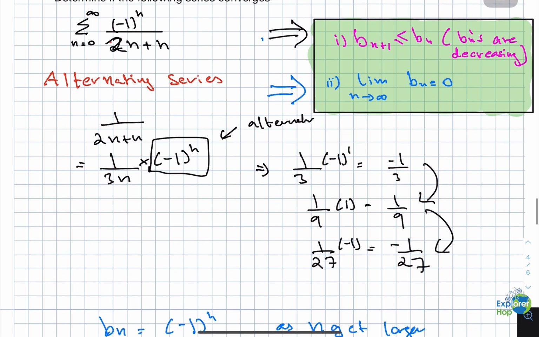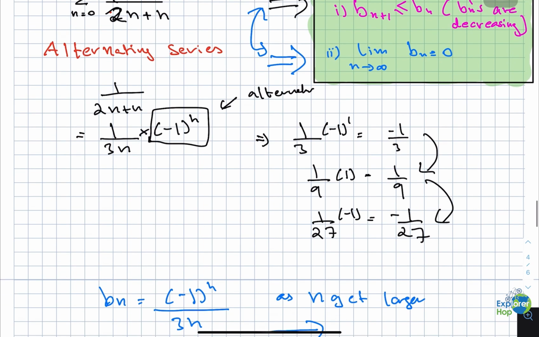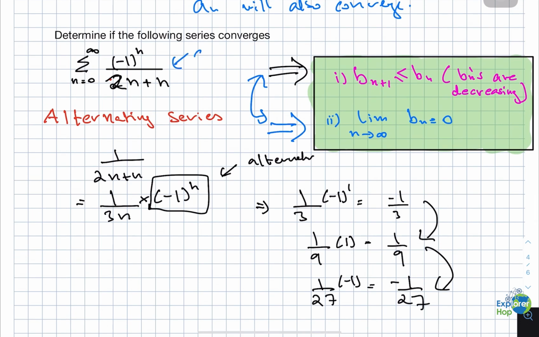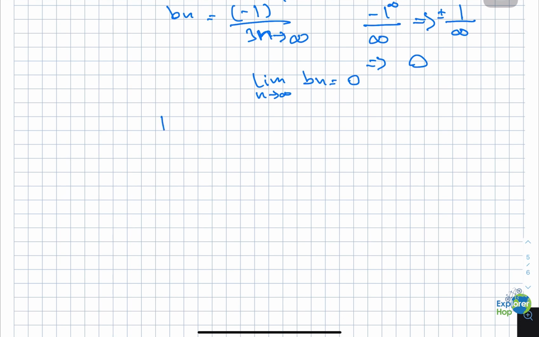So now both these conditions are satisfied, and when both these conditions are satisfied, that means our original series converges. So therefore our series converges. Thank you for joining us.